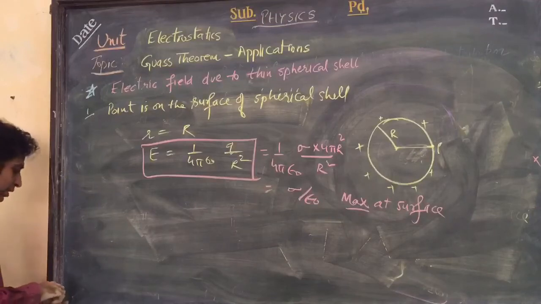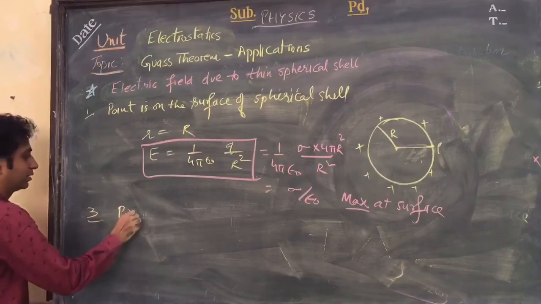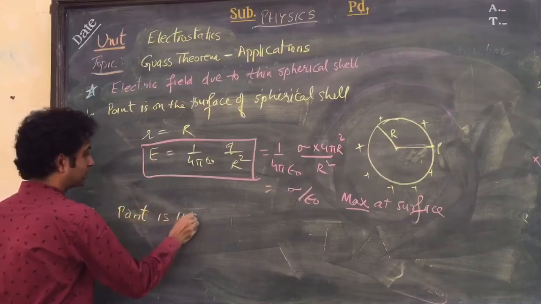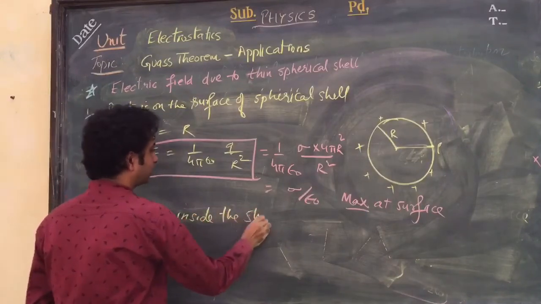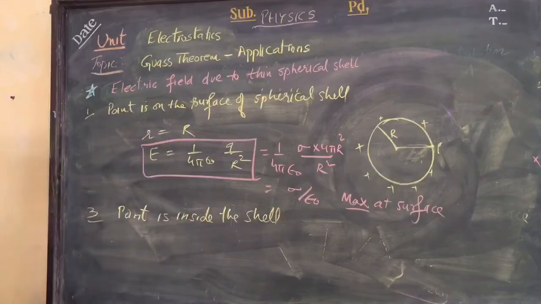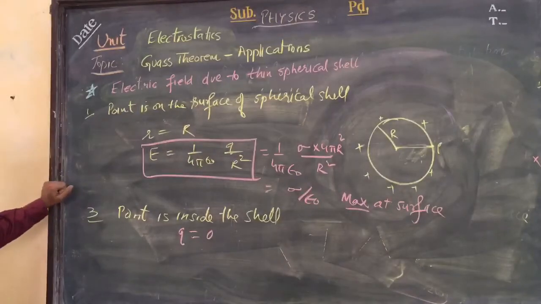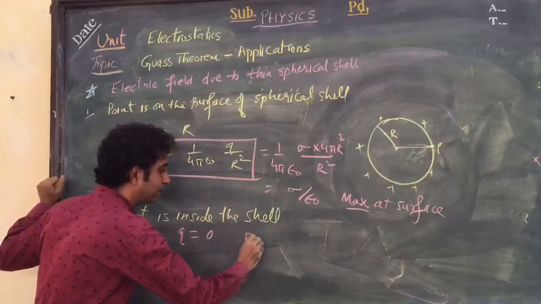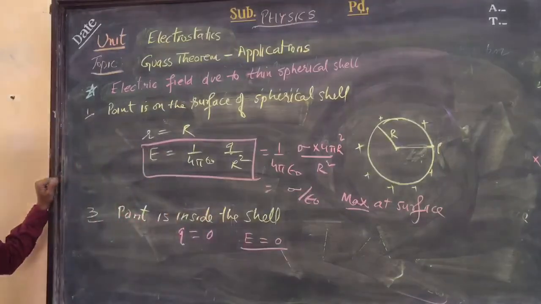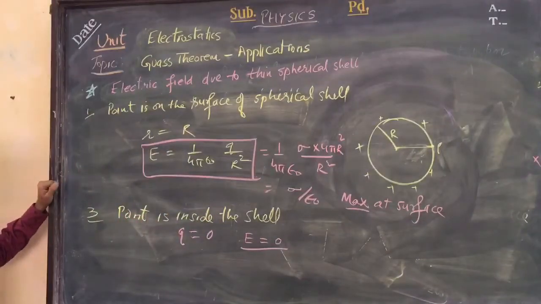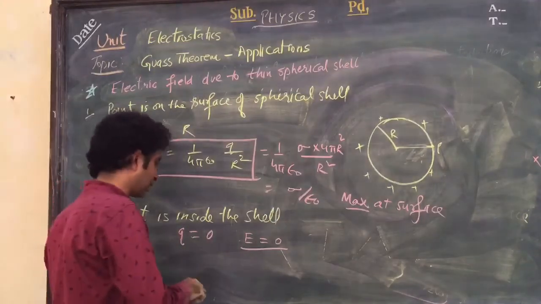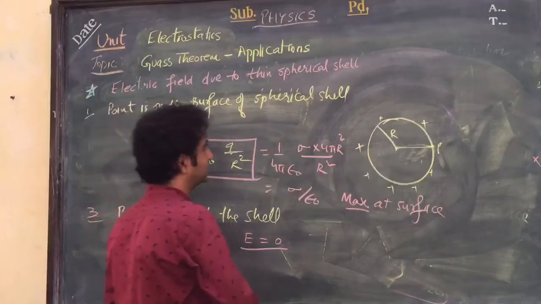And the third case is if the observation point comes inside the shell. But you know that the charge enclosed by a hollow spherical shell is 0. So ultimately in this case E will be 0. No electric field intensity inside the surface. So it is maximum on the surface, inversely proportional to the square of the distance of the observation point outside the surface, and 0 inside the surface. If I draw the graph, you can draw it like this.